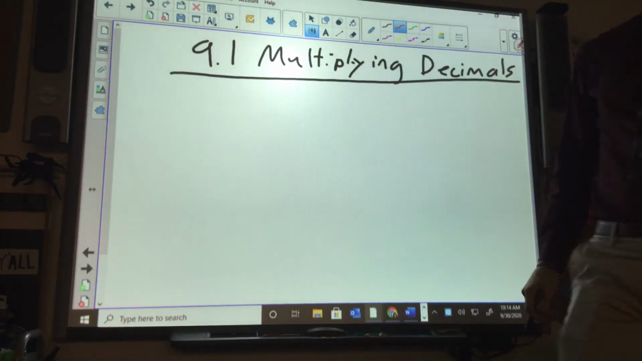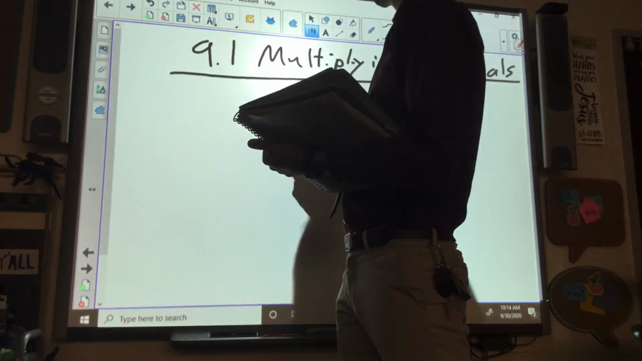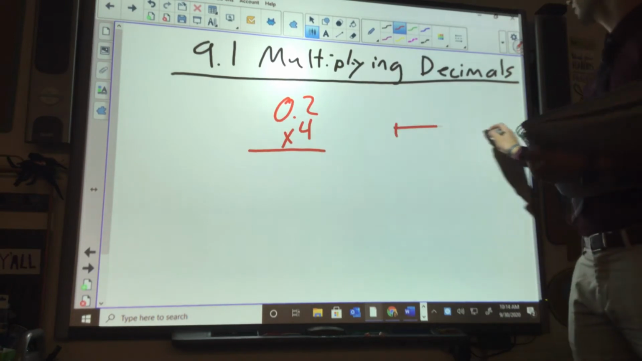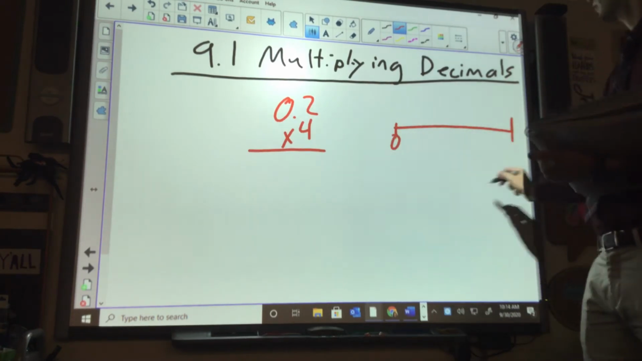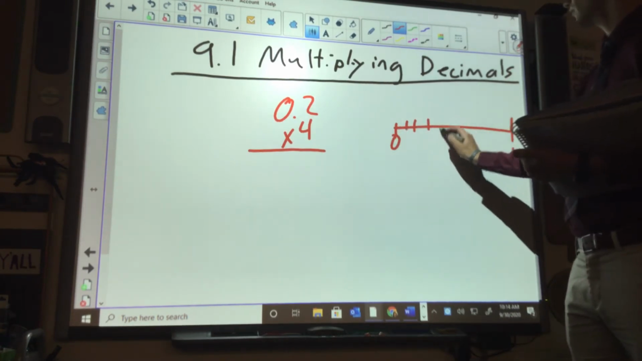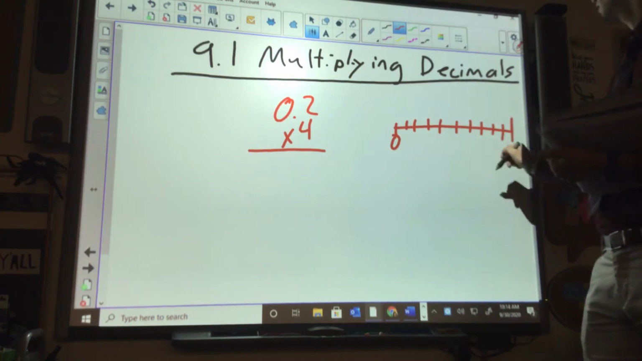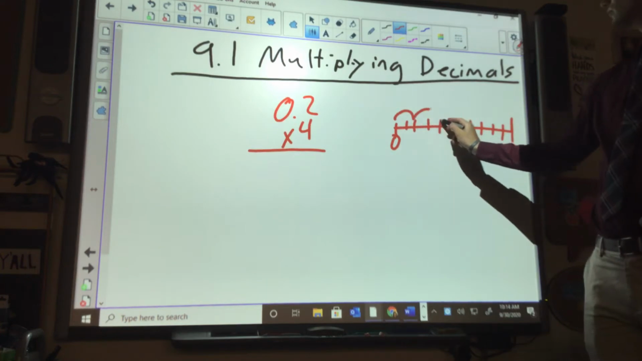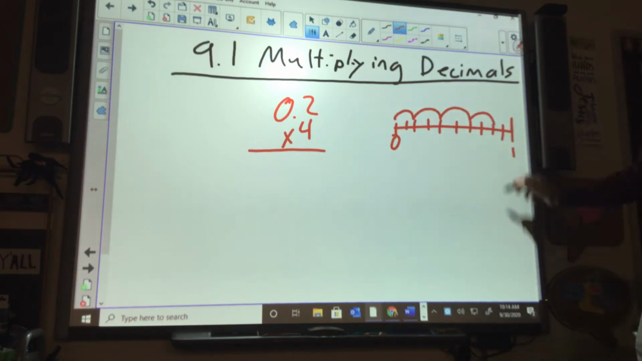9.1, multiplying decimals. So if it says, hey, you need to do 2/10 times 4, you can certainly see, look, I've got this number line here. This is 0. This is 1, 1, 2, 3, 4, 5, 6, 7, 8, 9, and that one makes 10. And you can say, hey, 2/10 1 time, 2 times, 3 times, 4 times. And you can see at the end you're going to end at what, everyone?